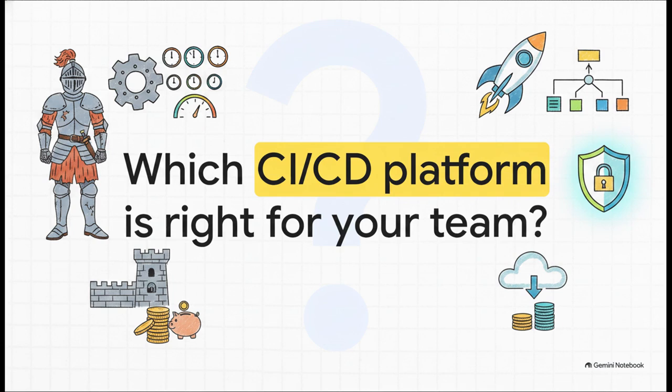And that brings us to the million-dollar question, right? The ultimate infrastructure decision facing software and DevOps teams today. Which CI/CD platform is actually right for your team as we look ahead to 2026? On one side, we've got the undisputed veteran of the industry, Jenkins. And on the other, the incredibly popular native powerhouse that is GitHub Actions.